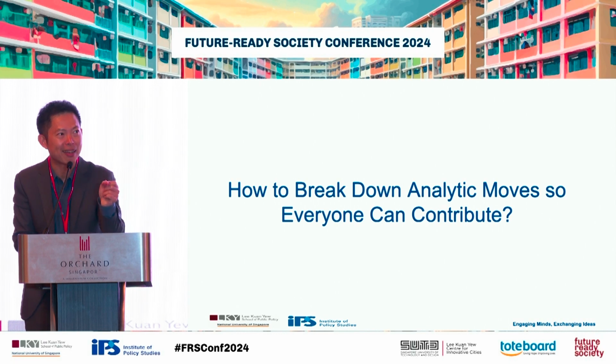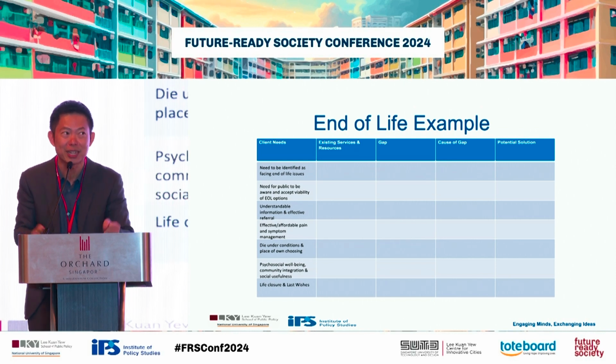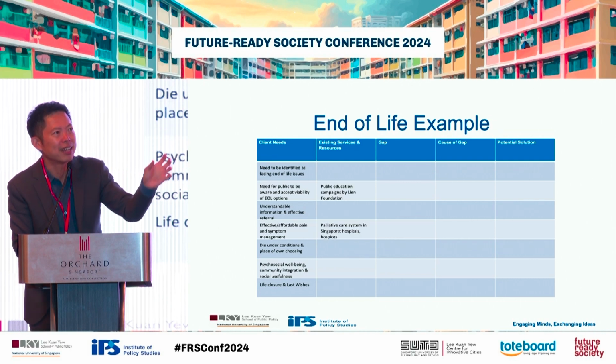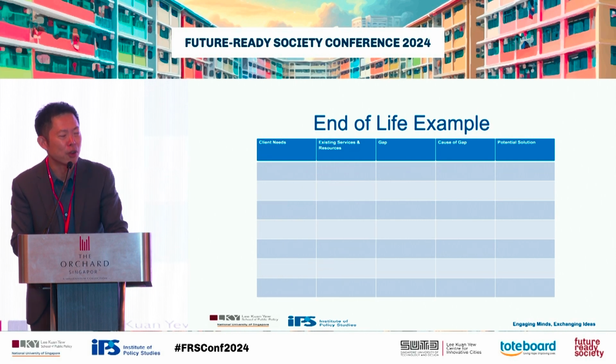So can you break down something like mapping needs in a way that everyone can contribute to? This is an example. We just thought, okay, it's kind of like a table, so that's simple, right? Just put down all your needs on the left, map out all the existing services and resources, and then that's basically the second column, your resource directory, and if you plonk in everything, you actually have a story.